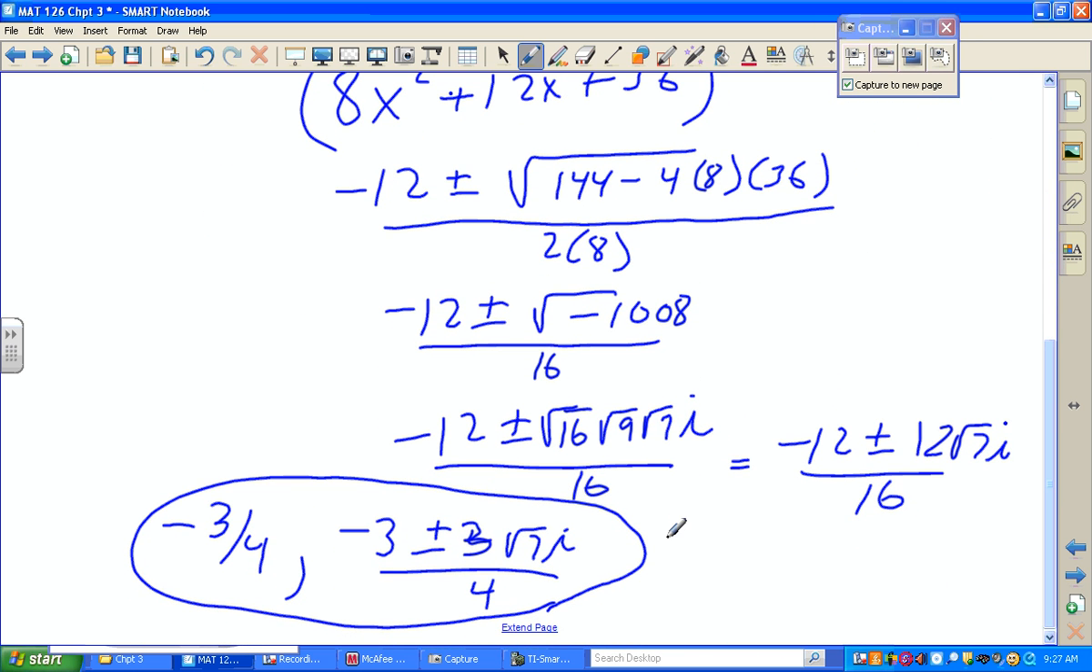Negative 3/4 is the answer twice? It doesn't. It gives it to you like this. Negative 3/4, comma, negative 3/4 plus or minus 3 square root of 7 over 4i. And those are conjugates of each other. Non-real complex conjugate roots. That's a lot of math power words in one sentence.